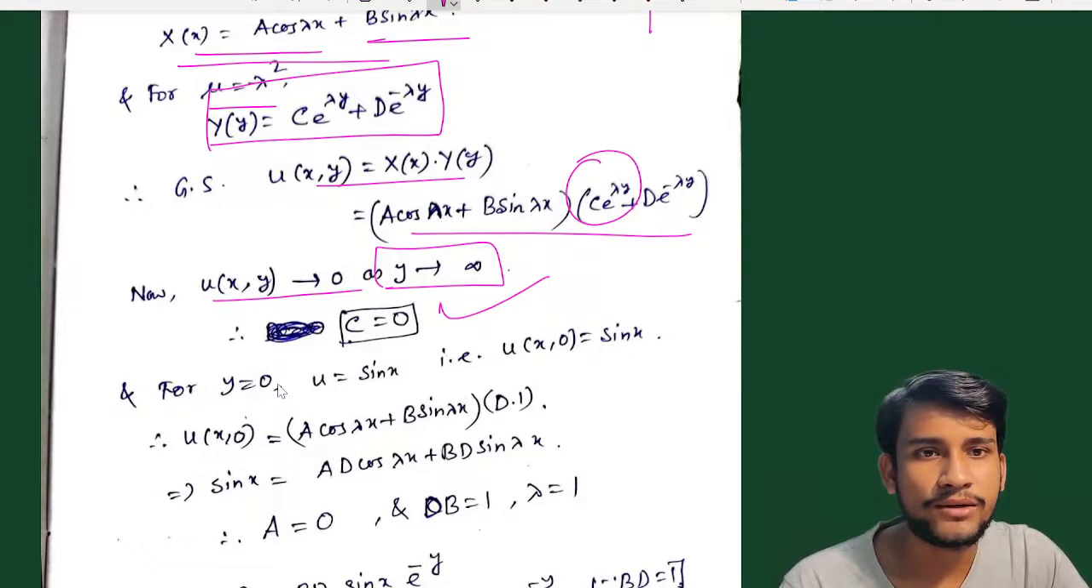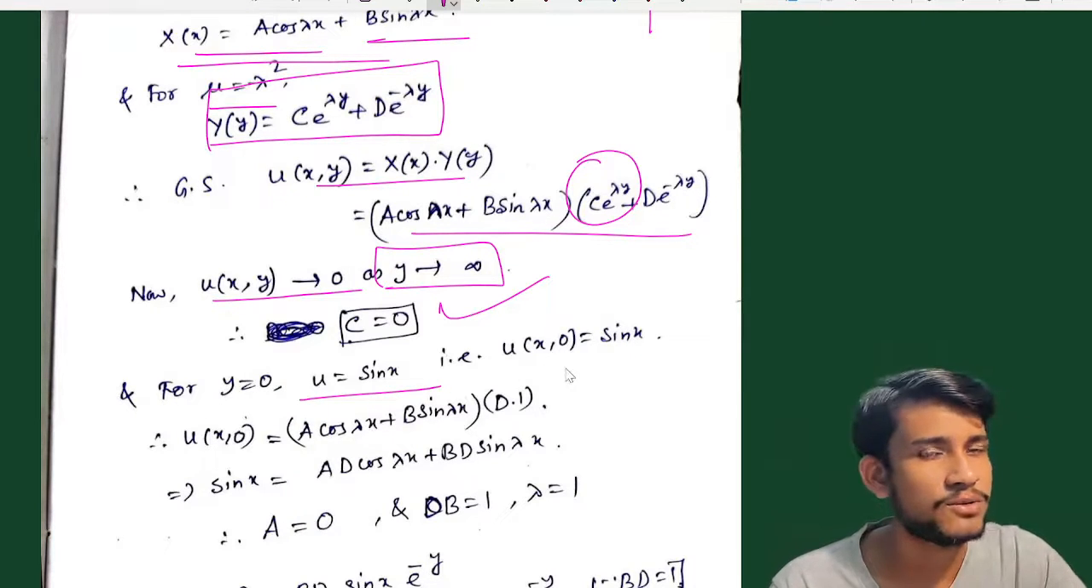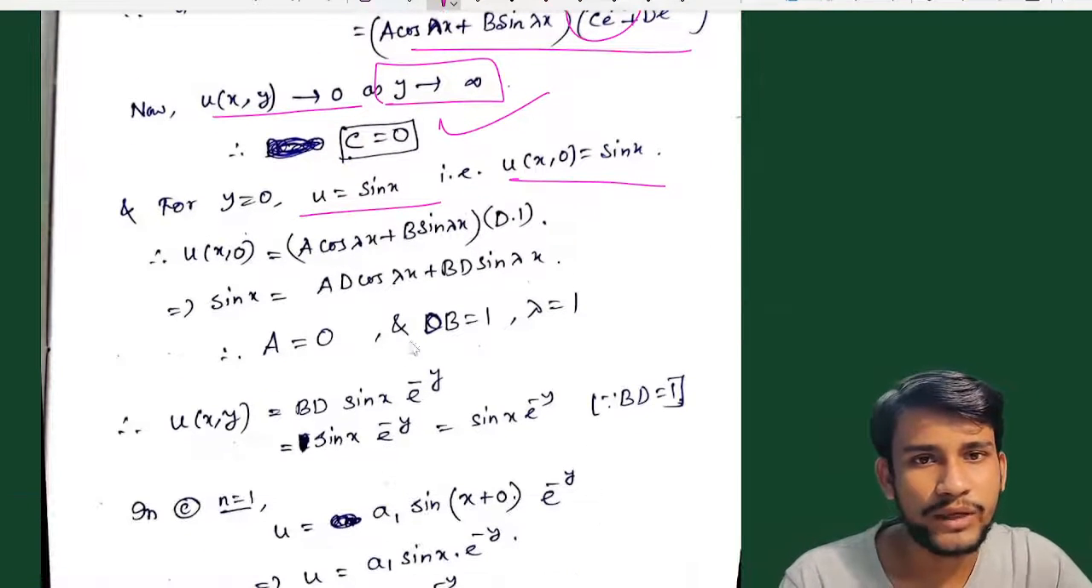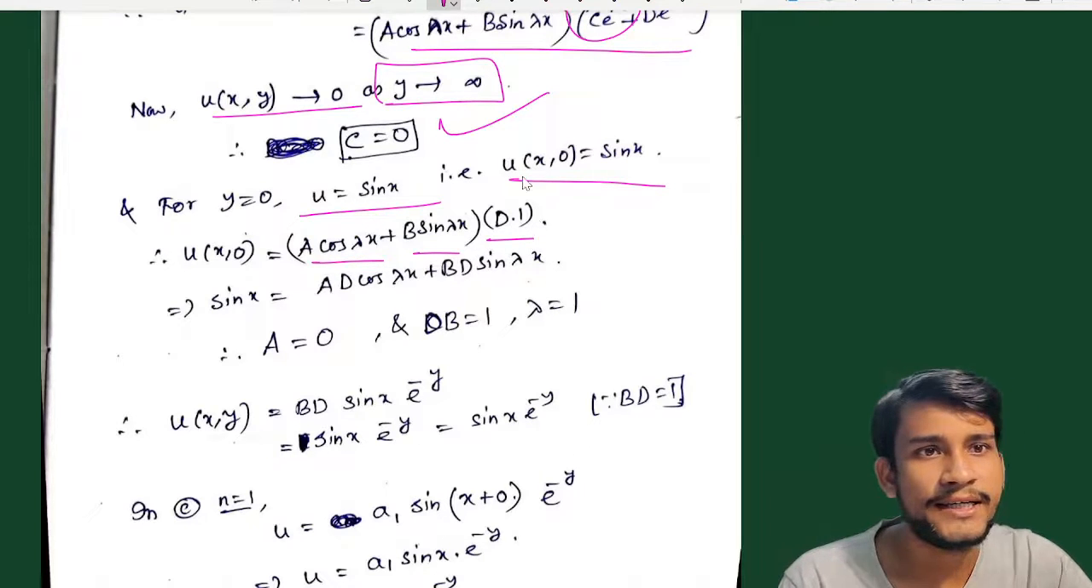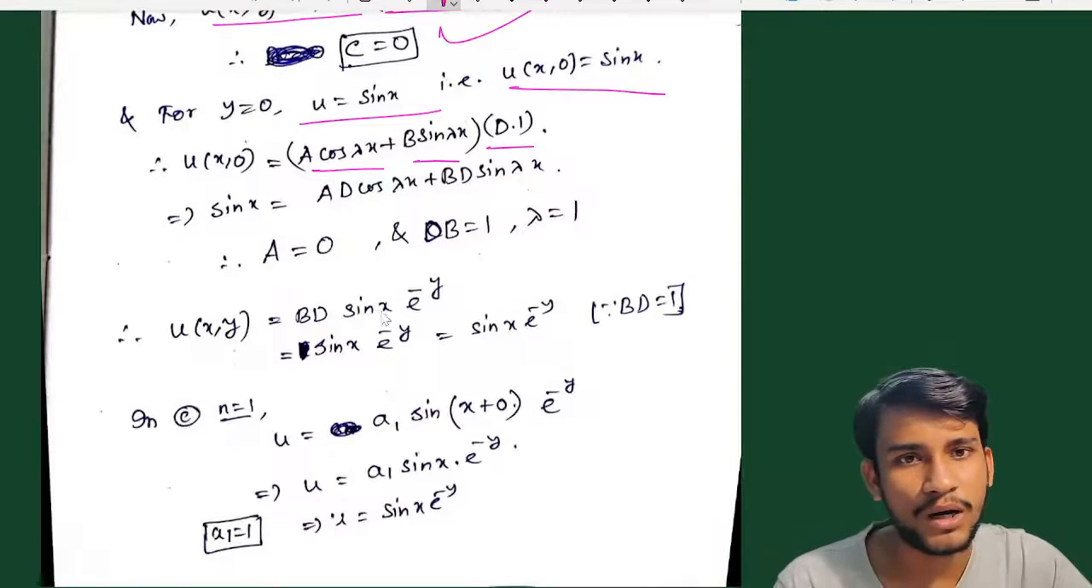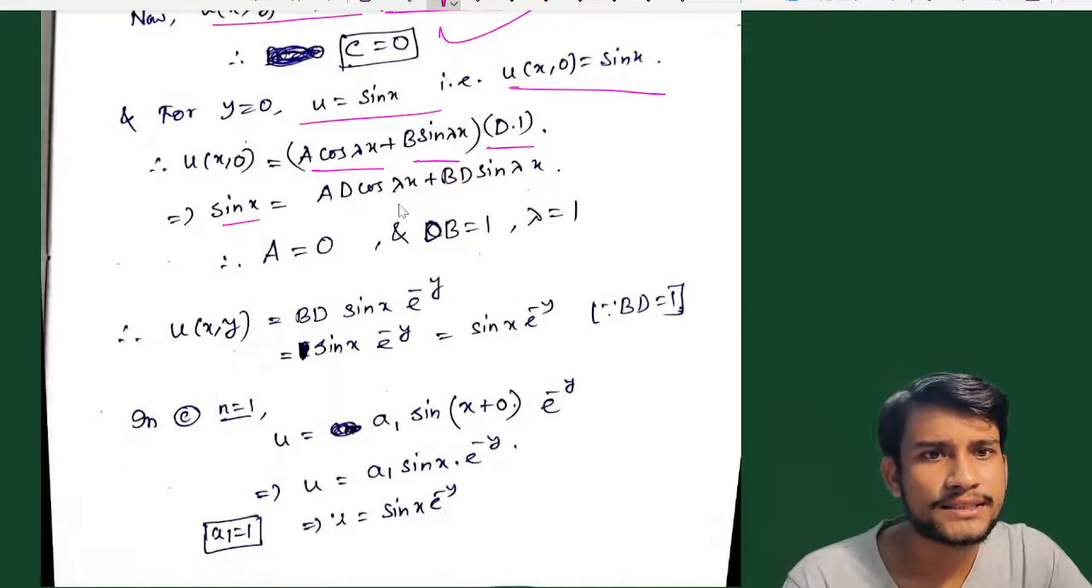And for y equal to 0, u equal to sin x, the condition given initially. So u(x, 0) equal to sin x here. Okay, so u(x, 0) equal to a cos λx plus b sin λx plus d into 1. We just put y equal to 0 in this term, so that this gives 1, and sin x is equal to this.